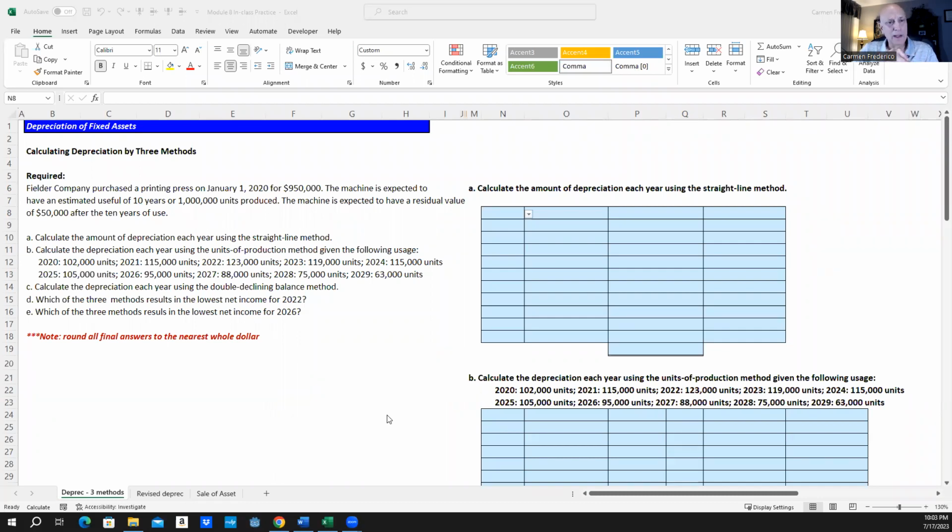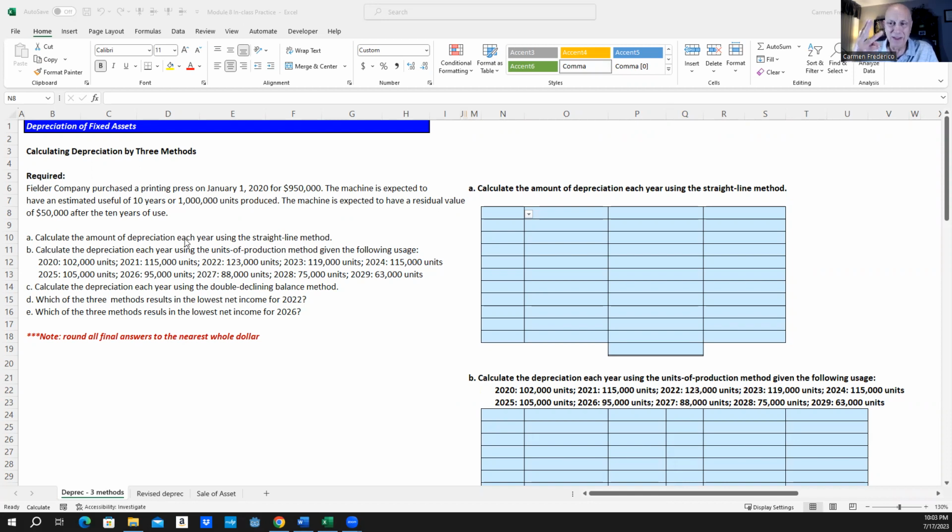Once you have an asset on the books, you need some way to write that asset off over its useful life. Okay, so let's say you spent, well, in this case, $950,000 for a printing press. Now that printing press has an expected life of 10 years or 1 million units, and is expected to have a salvage value or residual value of $50,000 after 10 years of use. Okay, you can see that here in the description of this problem we're going to be going over together.